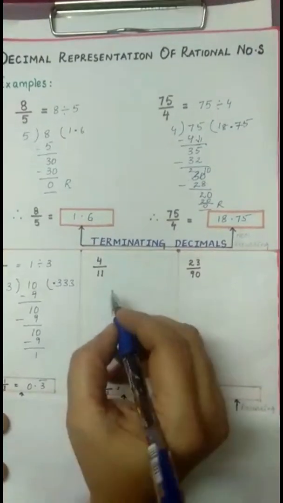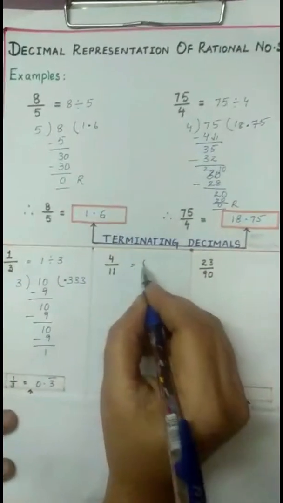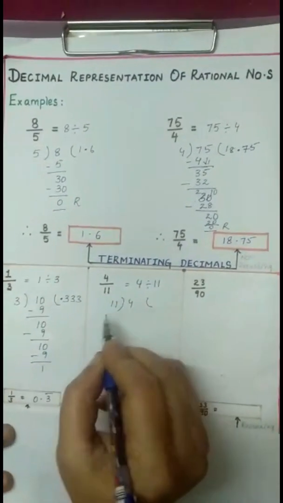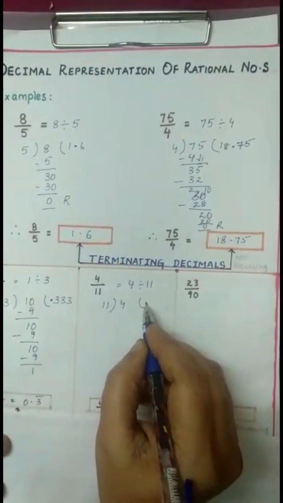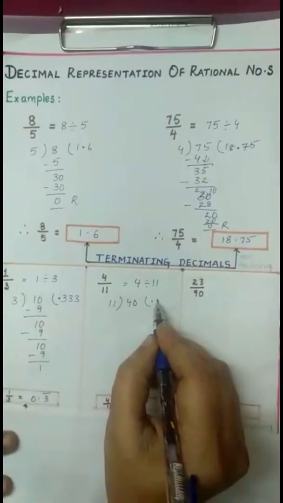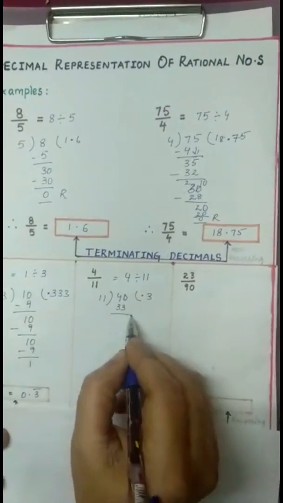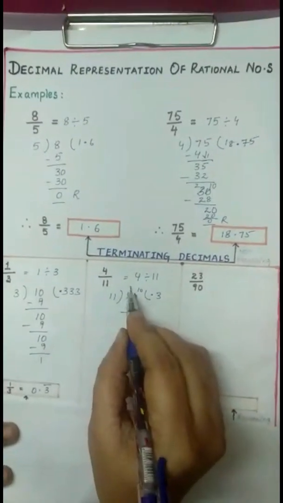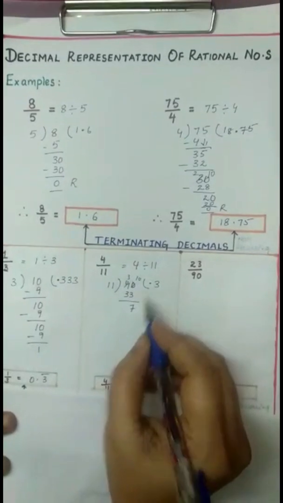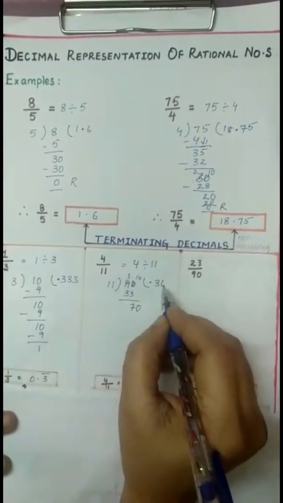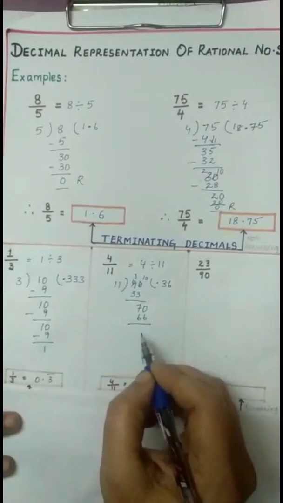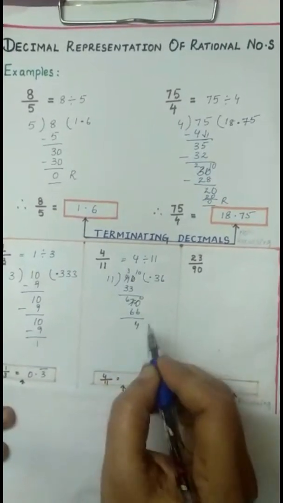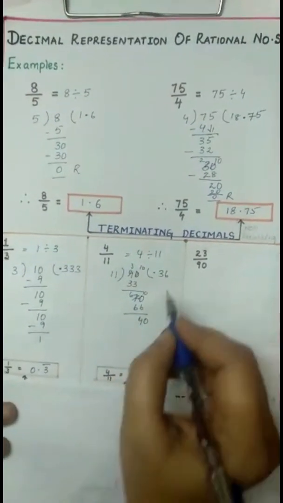Now come to the second one. 4 by 11 means 4 divided by 11. Let us divide. As 4 is not divisible by 11, place the decimal over here and write 0 here. 11 threes are 33. 40 minus 33 is 7. Again, already we have the decimal over here, write 0. 11 sixes are 66. Again 0 minus 6 we can't do, borrow. Here 6 and here 10. 10 minus 6 is again 4. We have the decimal, so write the 0 here and divide.